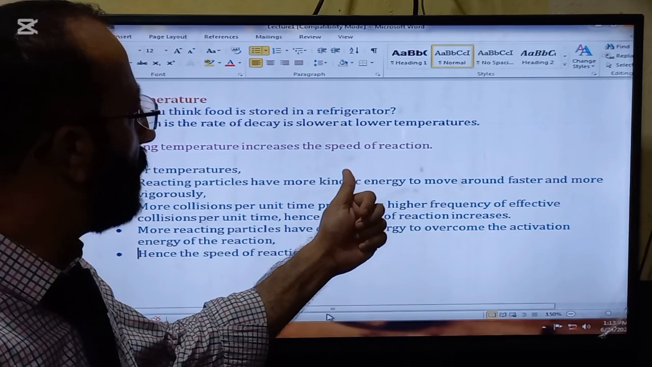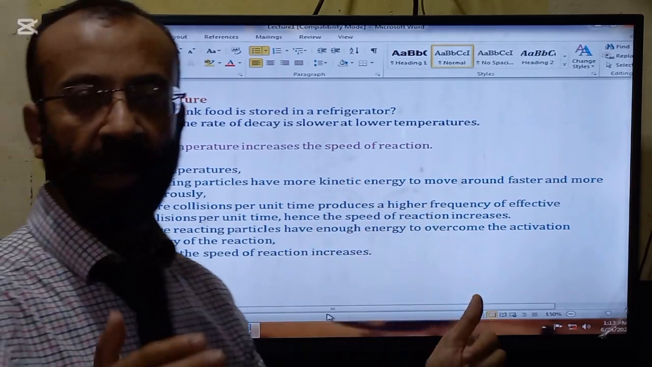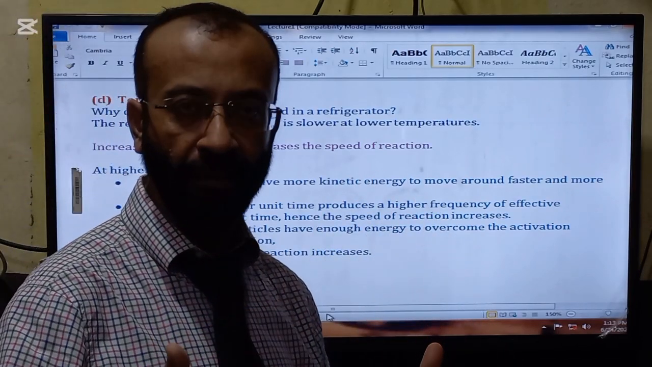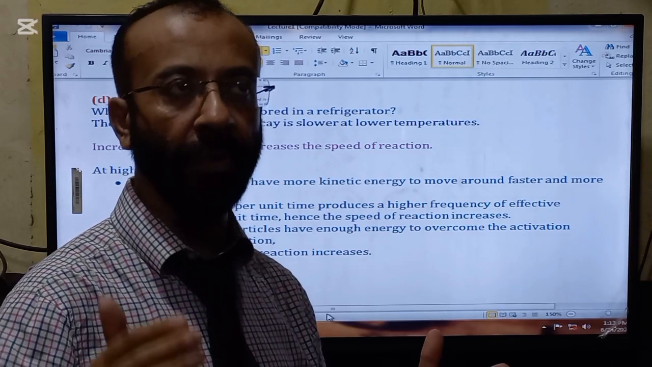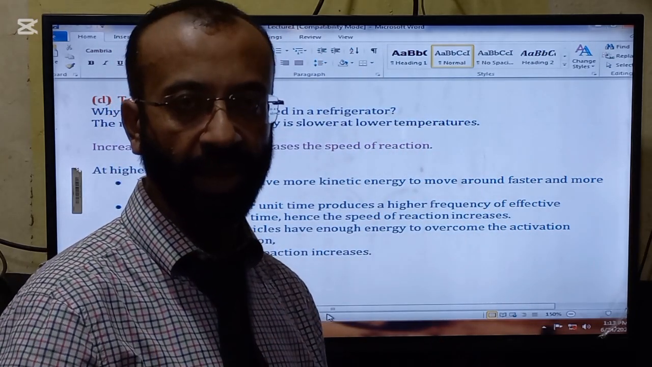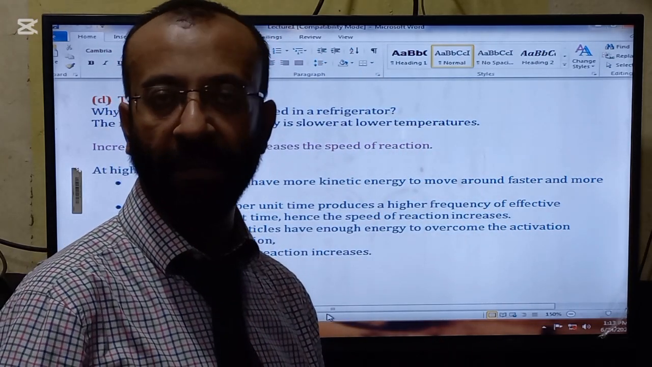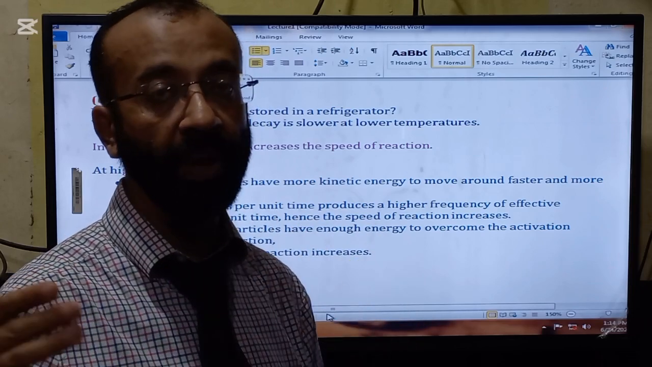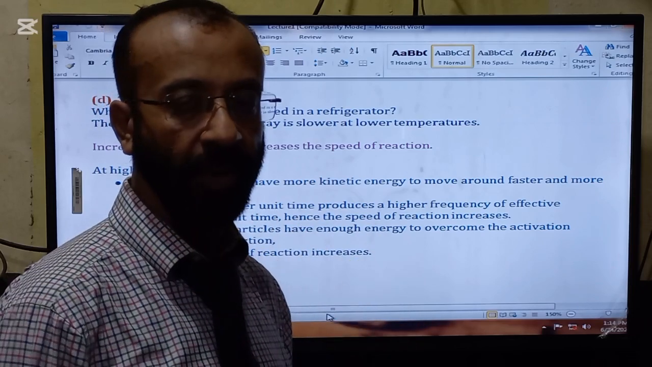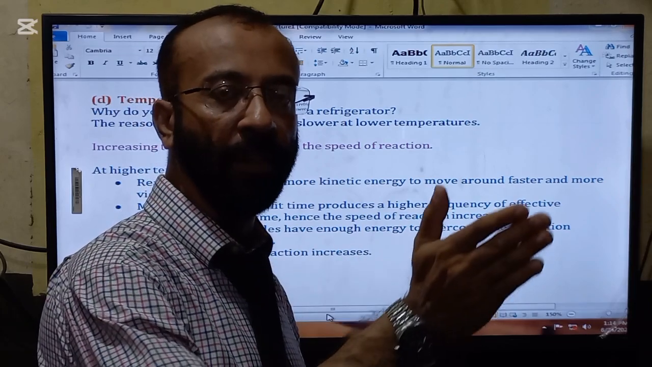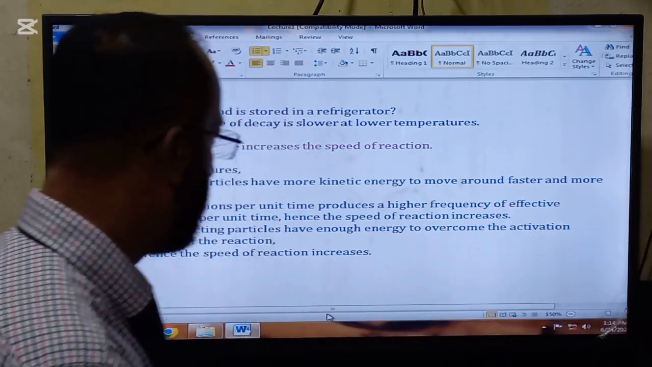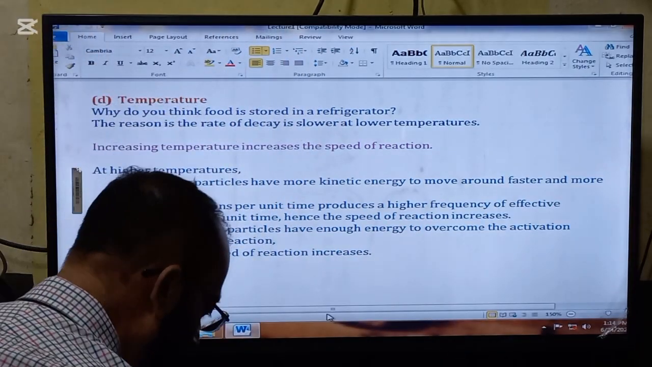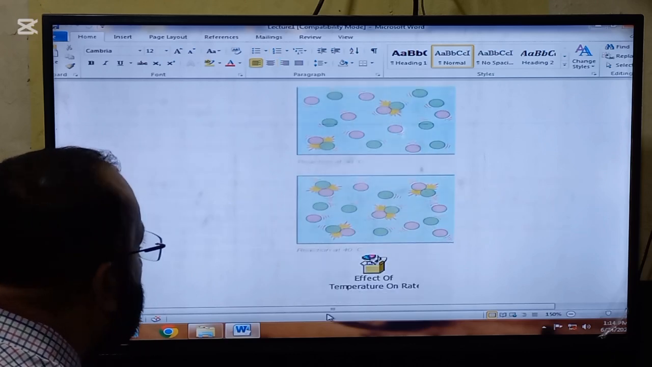Because of the increase in temperature, the particles will have more energy to overcome the activation energy. So more particles will be able to overcome the activation energy. There will be more successful collisions, which will result in more formation of the product. So the reaction will be completed more quickly.